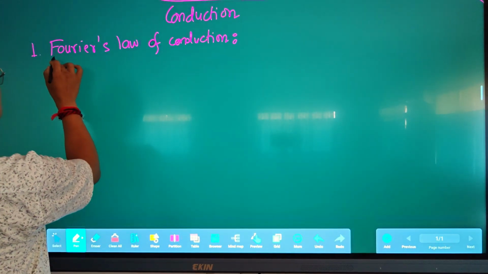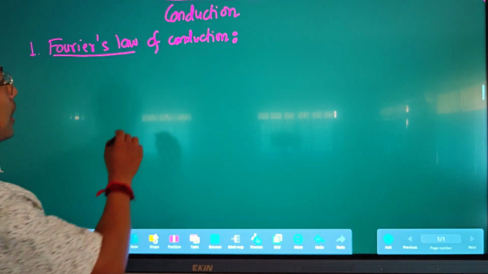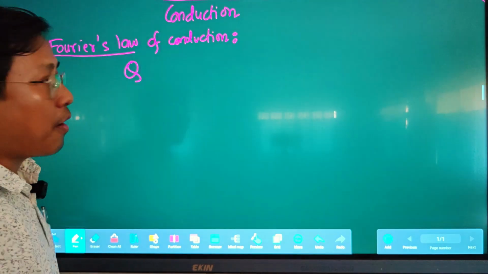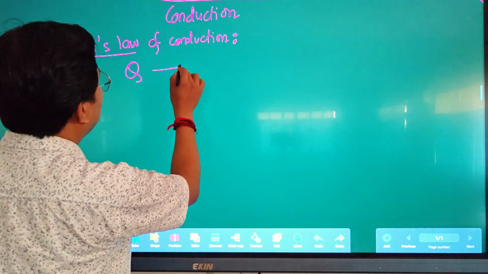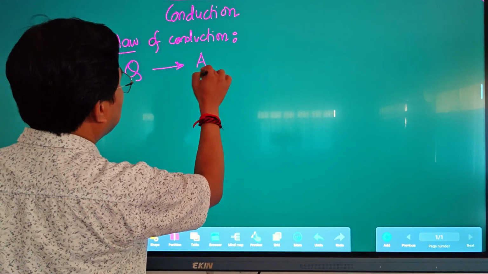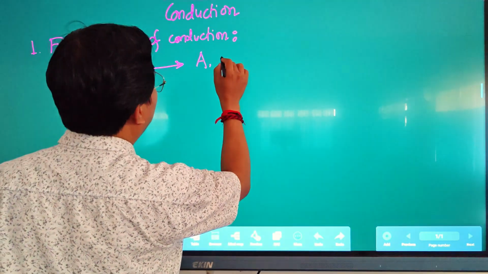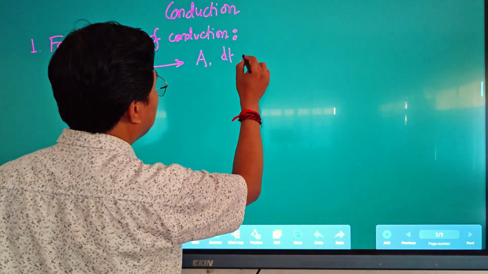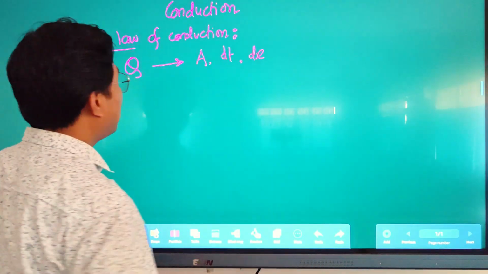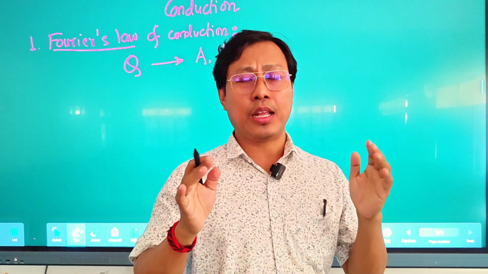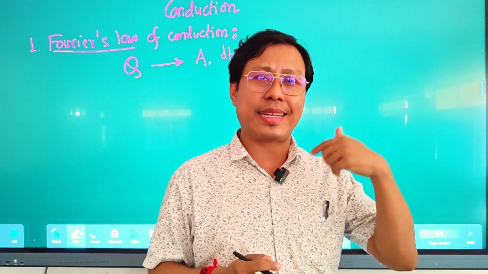So as per this Fourier's law, rate of heat flow is depending on some parameters like area, and it is depending on temperature difference, and it is also depending on the thickness of the solid. Okay, so let us draw one very basic solid material through which the conduction is taking place.